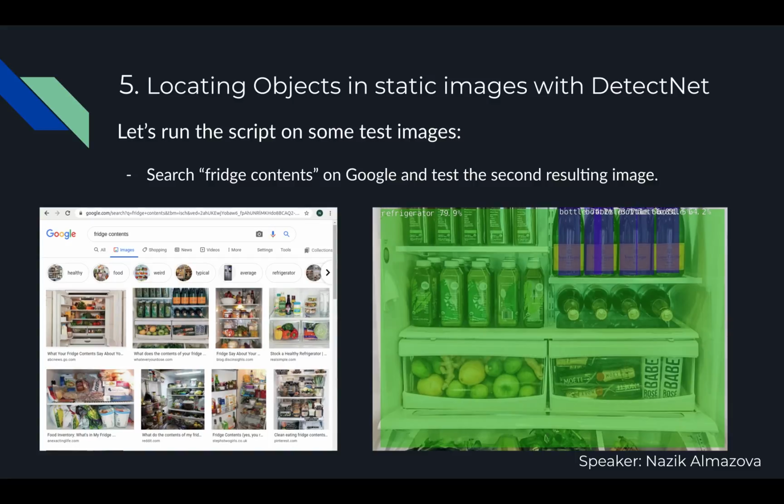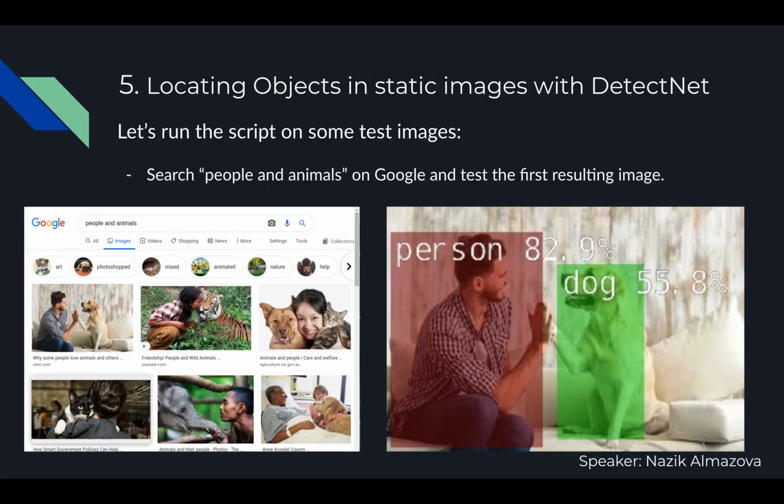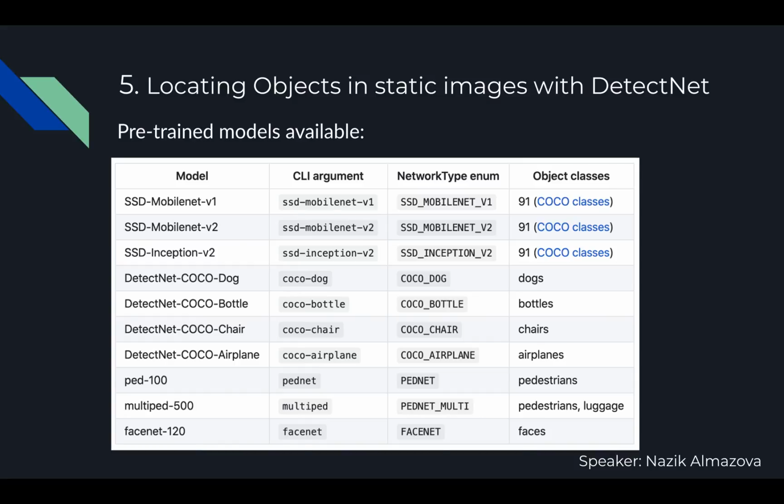Here I searched for fridge contents, and you can see that it recognized the refrigerator and 4 bottles in the upper right corner. Here's an image of people and animals with a person and a dog predicted successfully. There are many pre-trained models available which can be downloaded using the download models script.